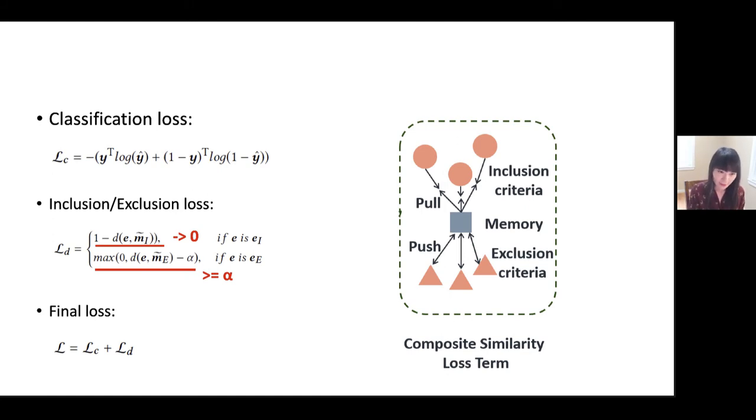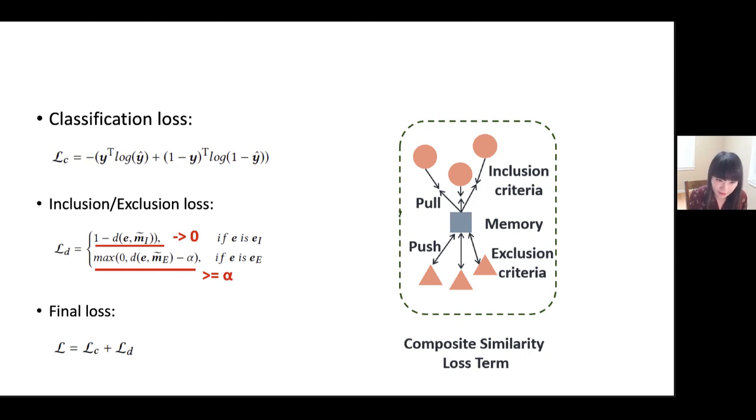Last, to explicitly handle the exclusion and inclusion criterion to solve our third challenge, we design a loss function that consists of two parts. We first use a cross-entropy loss term to optimize the classification performance between the predicted matching results and the ground truth. In addition, we also use a loss term to explicitly handle the matching between patient embedding and the EC embedding for inclusion criterion and the exclusion criterion.